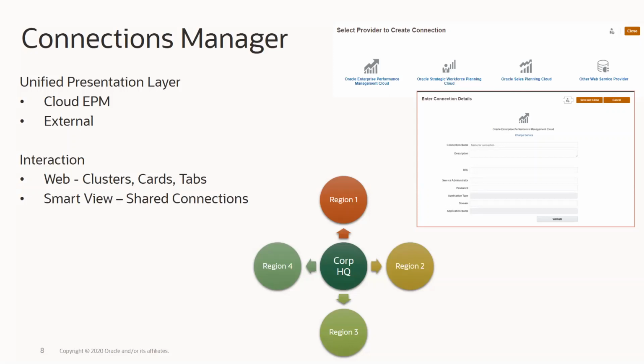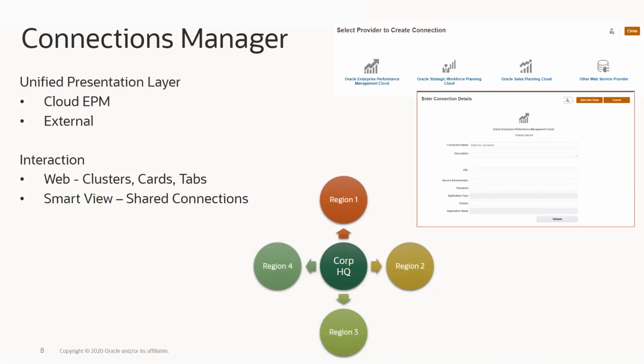The independence is necessary, or may be necessary, based on your metadata management. We have customers who are using different applications based on their regional definitions of metadata. Some LOBs have different definitions. So all of those reasons are why customers deploy specific separate instances, and they can all be brought together through the connection manager, which unifies that presentation layer on the web and also in SmartView.